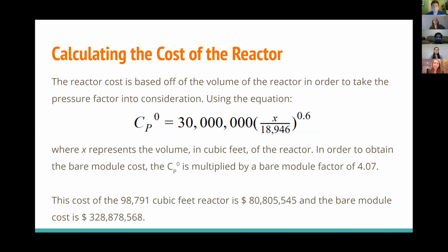Alrighty. So to cost out our reactor, it is at high pressure and volume. We use a slightly different equation than what we normally would have used. This equation is focused primarily on volume. So as the volume of your reactor increases, and therefore your spacetime will increase, the cost is going to increase as well. For our almost 100,000 cubic feet reactor, we have a CP value of about $80.8 million, but the bare module cost with the application of the pressure factor brings the cost up to almost $329 million.